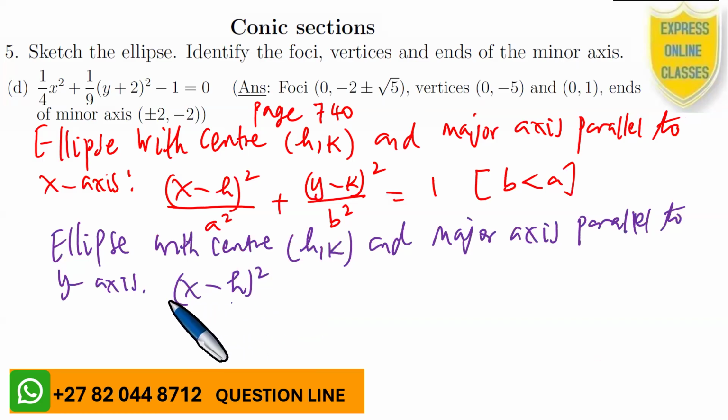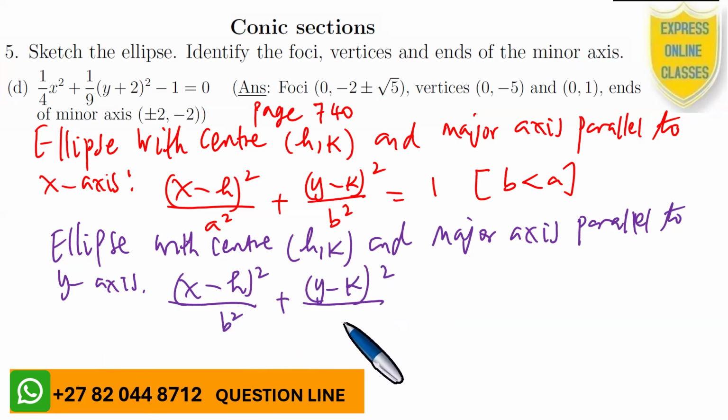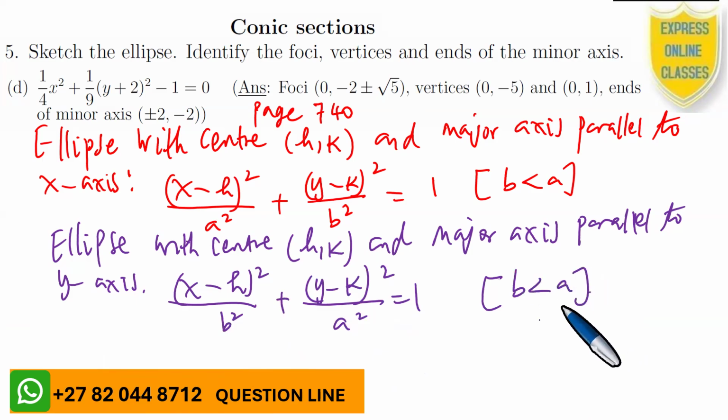There are two kinds of equations we use. So now it's going to be this one over b squared. In the whole textbook, we use these two equations for the ellipse. And then we have y minus k over a squared is equal to 1, b is less than a. The ellipse with center h, k and major axis parallel to the y-axis. The major axis is parallel, so b is always smaller than a, always.